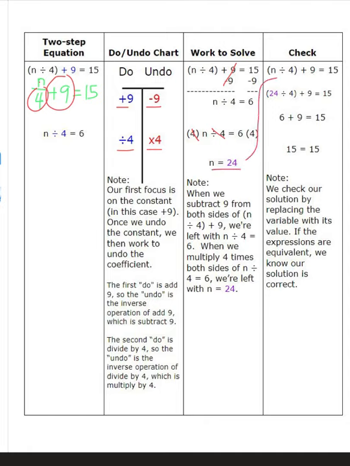So again, I'll take that 24, substitute it into my n. Order of operations does say to divide before adding. So 24 divided by 4 is 6. Bring down the 9. And 6 plus 9 is 15. So 15 does equal 15.